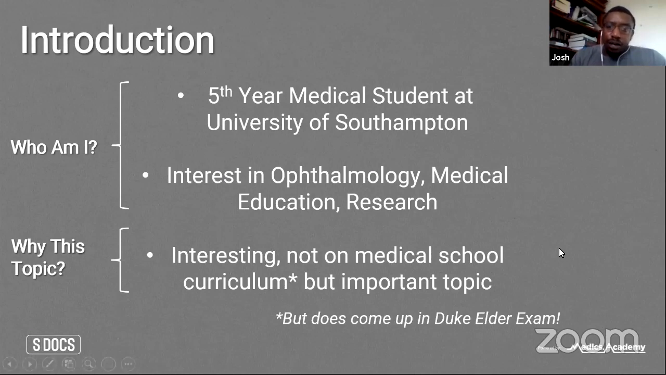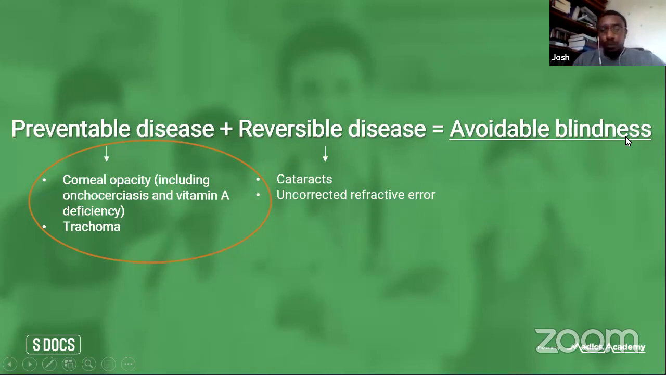And I put the asterisk there as well for those who haven't seen the first video. Although this stuff isn't in the medical school curriculum, if there are any students watching who are interested in doing a Duke Elder exam, this stuff is important for that exam. If you're not sure what a Duke Elder exam is, I gave a very brief introduction in part 1, but do look into it if you're interested in ophthalmology and you're a medical student in the UK. Cool, so we'll just get on with the presentation now.